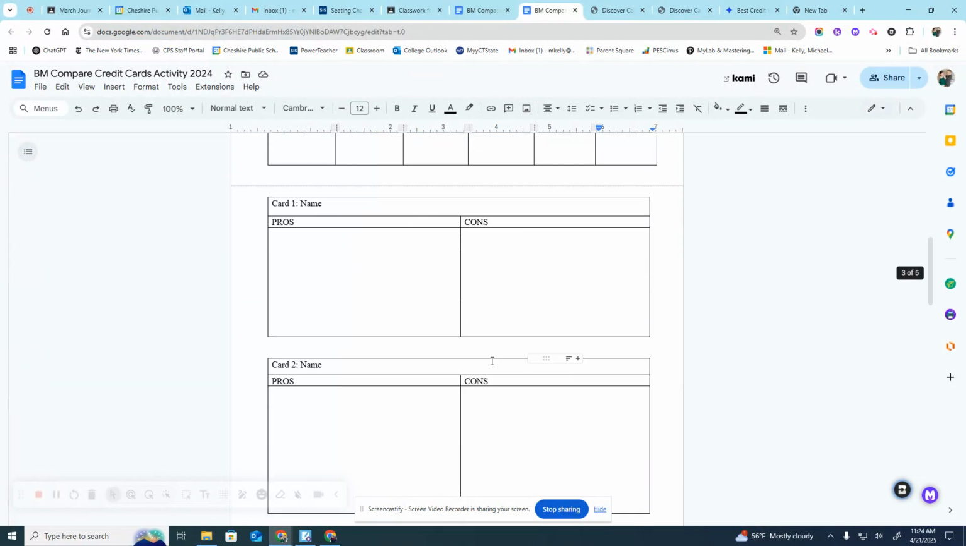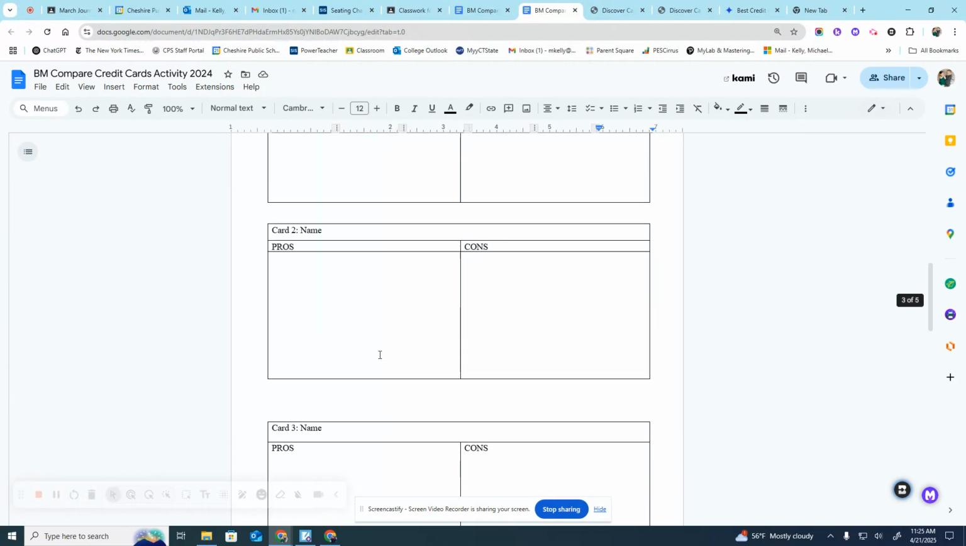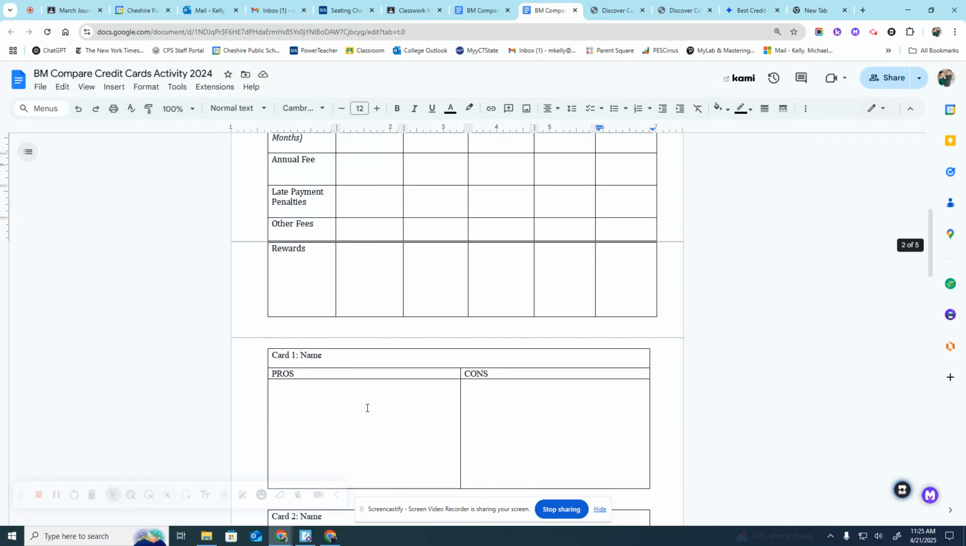And underneath here, for each card that we do, I want you to put the pros, the positives of that card, and maybe some negatives. Maybe it has a great introductory APR for a year. You could not accrue any interest, but there's no rewards in terms of miles that you wanted. So it depends on what you want.